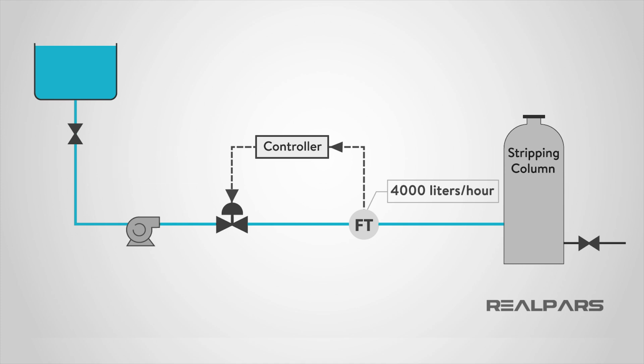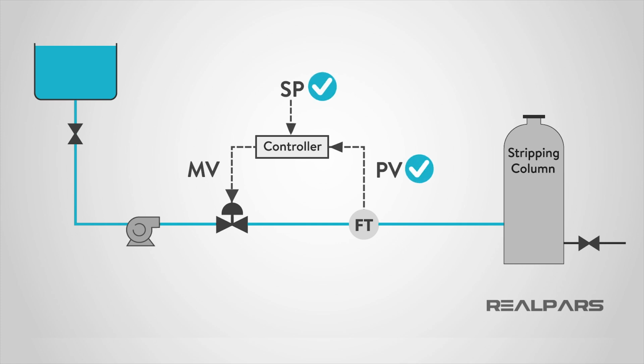In this process example, the value of the flow that is monitored by the flow meter is called the process variable, or PV. The control valve output is called the manipulated variable, or MV. The point to which the operator would like to control the flow rate is called the set point, or SP. When operating the plant, the operator desires the process variable to be equal to the set point, so that the process is operating at the desired flow rate.